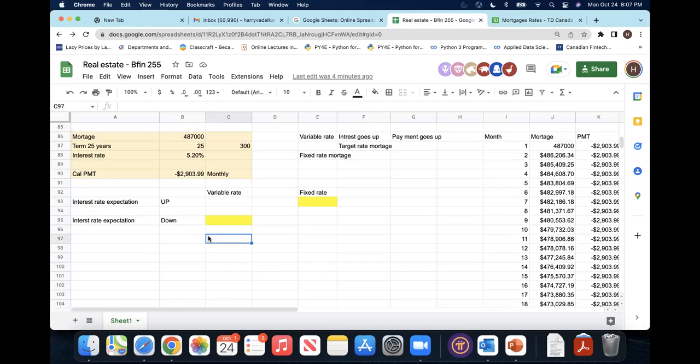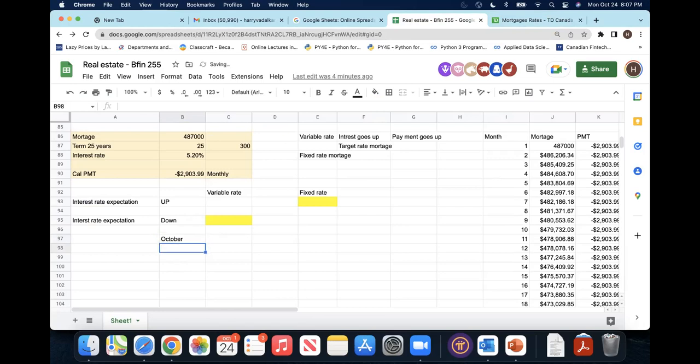Fixed rates for new mortgages change, right? But a fixed rate on a mortgage already taken will not change. So there is a good question: do fixed rates change at the same time variable rates do? I'll give you an example. So this is like October month.